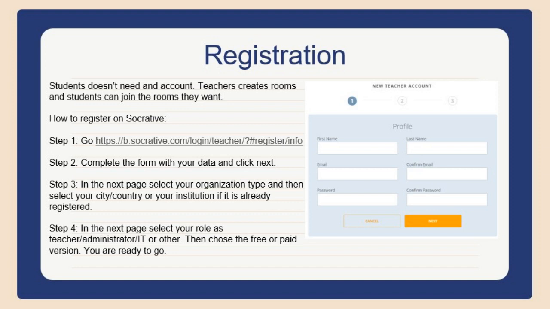Students don't need any account for registration. Teachers create rooms and students can join the rooms they want. At first, go to the Socrative login register link, complete the form with your data and click next. On the next page, select your organization type. On the other page, select your role, then choose the free or paid version.